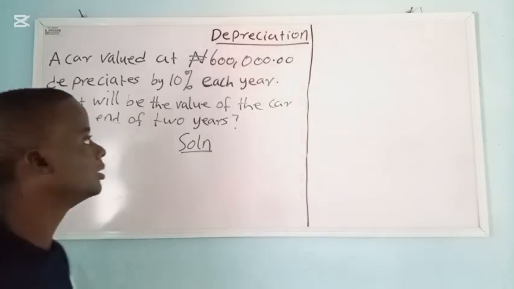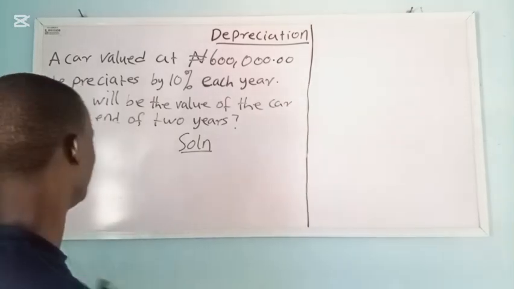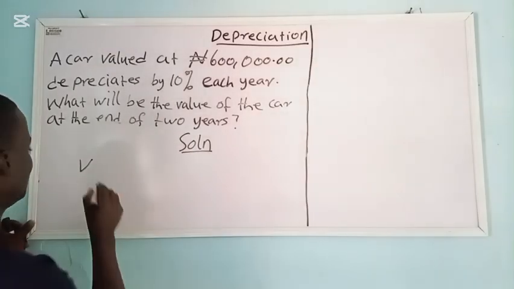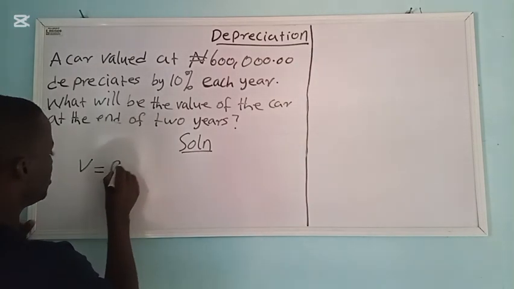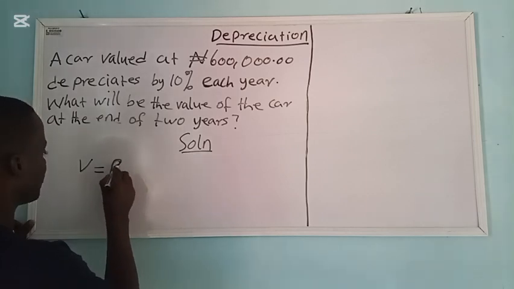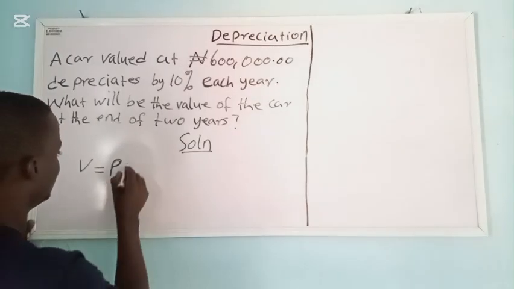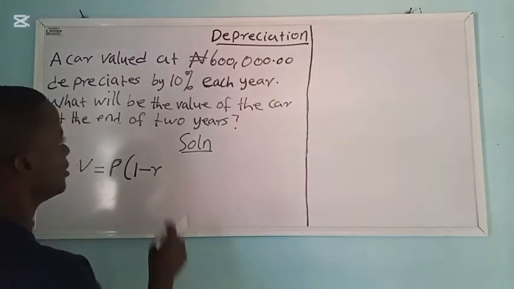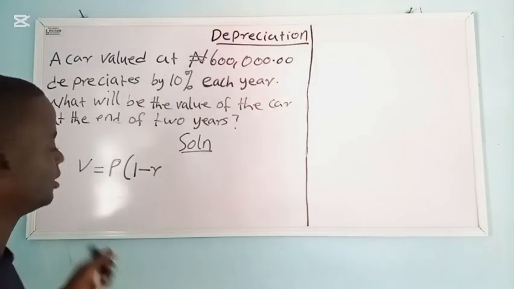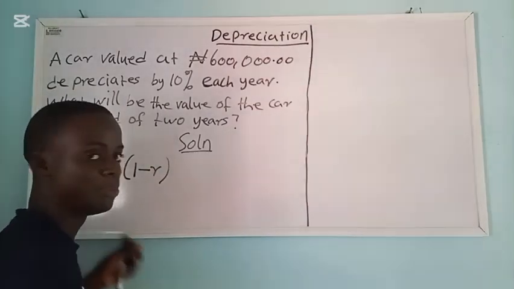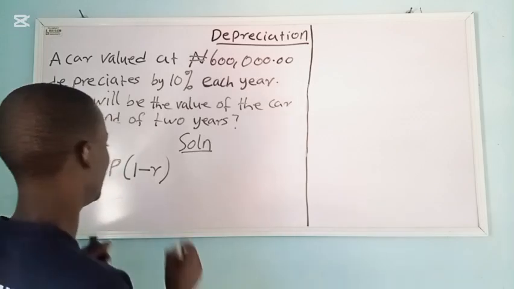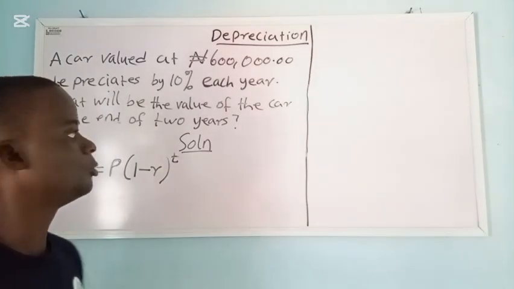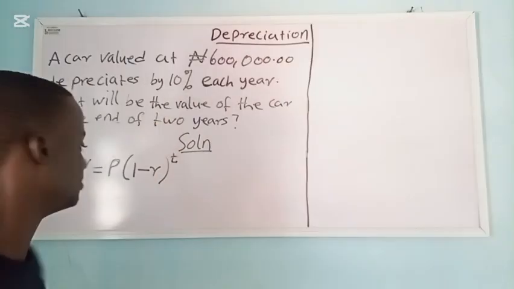This one is just a formula that you will use. You have V, which is the value of the car at that time. It's equals to P, which is the initial value of the car. Then open bracket 1 minus the rate, 10%, the depreciating rate of the car. Then all to the power t. This t is the time, which is 2 years.